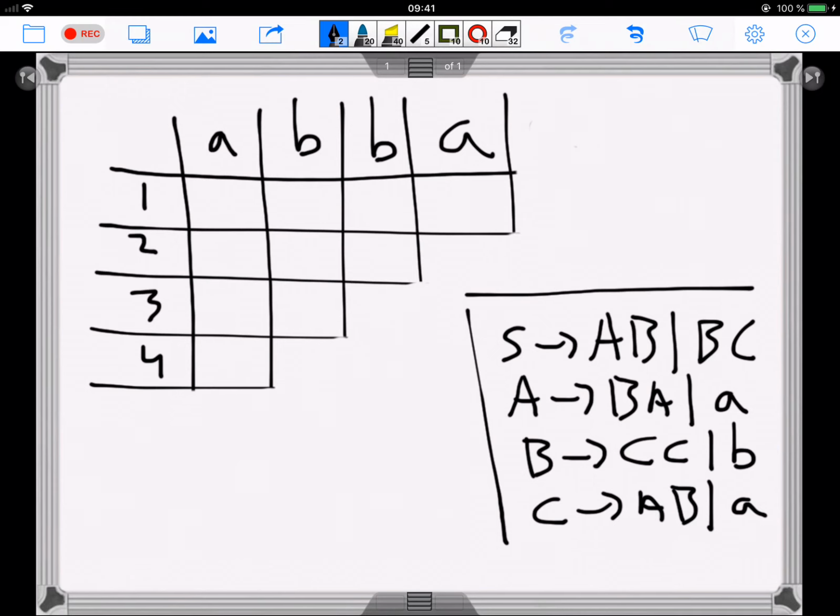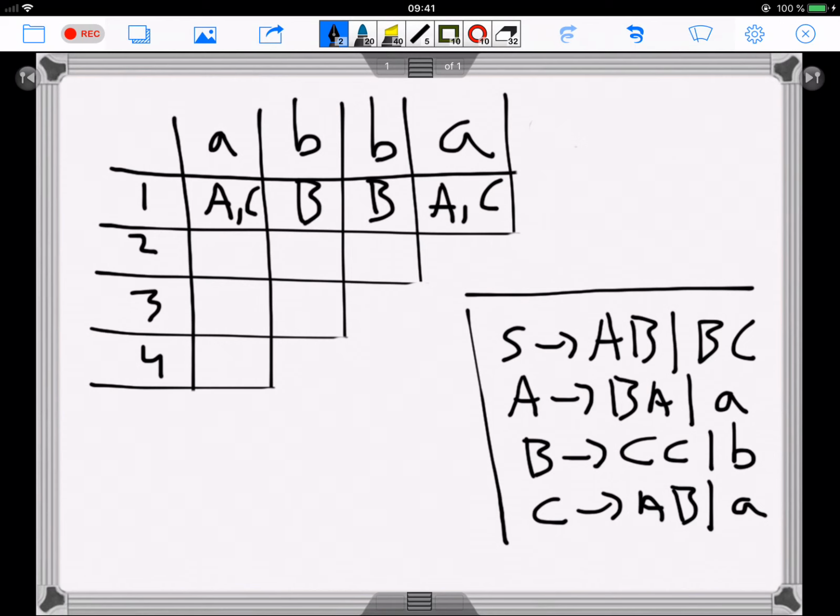Remember that the first row is very easy to fill because we only need to check which variables generate each of the different terminals, and A is generated with A and C, and B is generated with B.